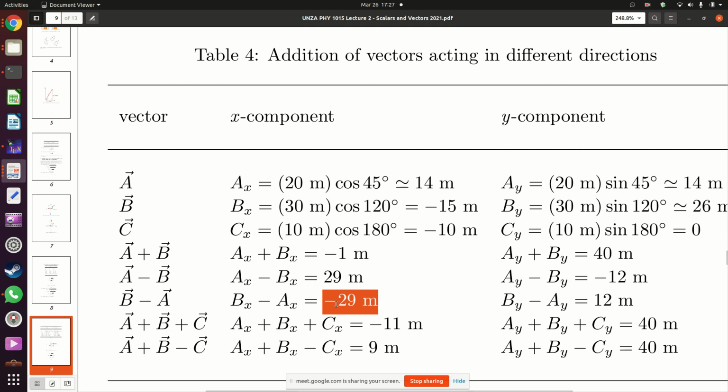So this negative shows that B minus A along the x-axis points in the negative x direction and has got a size of 29 meters. Along the y-axis, B minus A is equal to BY minus AY. BY is 26 meters minus AY, which is 14 meters. So 26 meters minus 14 meters, we get 12 meters. So along the y-axis, B minus A points in the positive y direction. Is that clear on how we have done that?